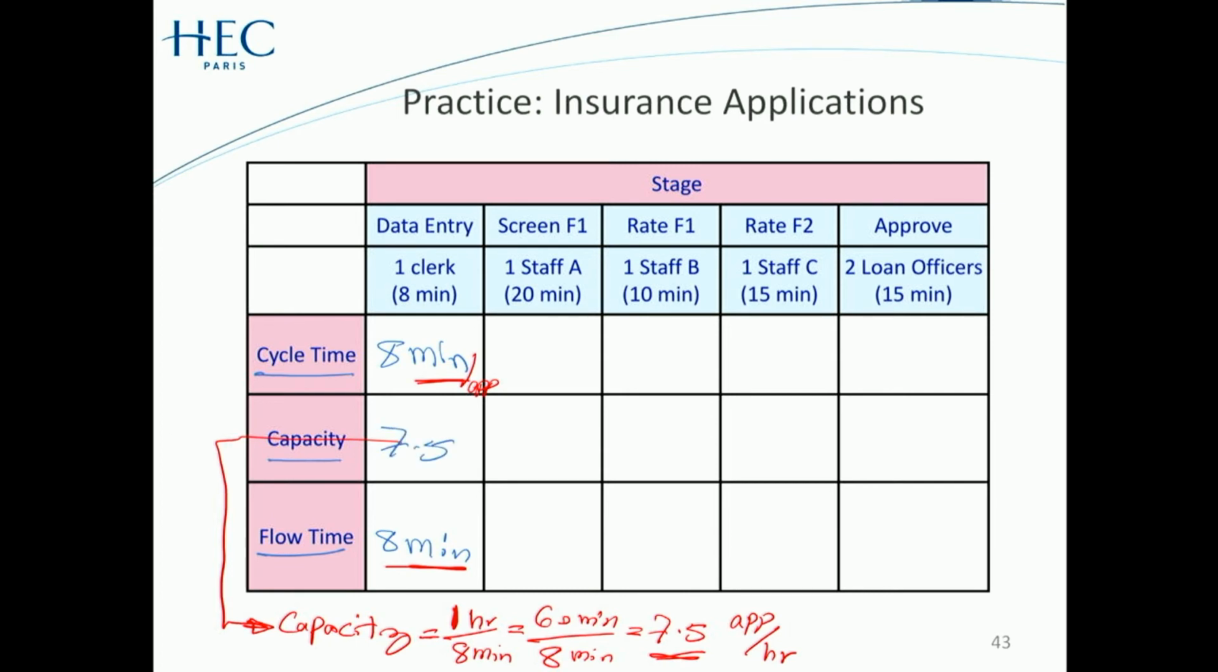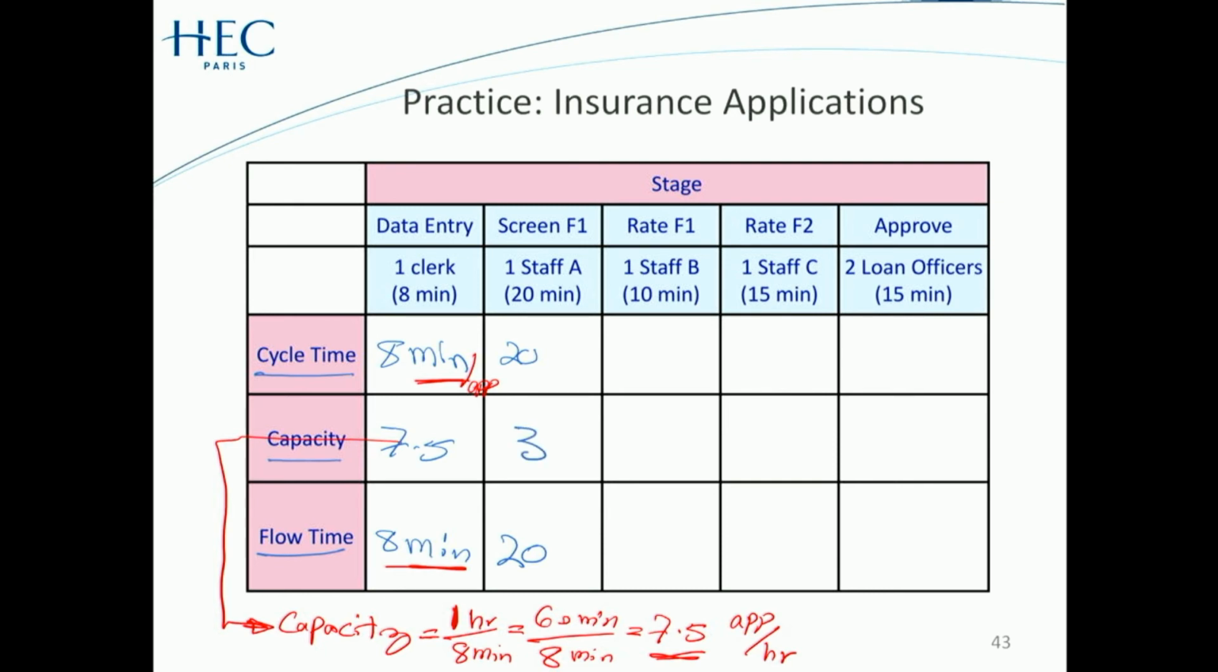And you can do the same to know that for the screening A, our cycle time is 20 minutes per application. Our flow time is 20 minutes per application as well. And that means that every hour we can complete 3 applications.